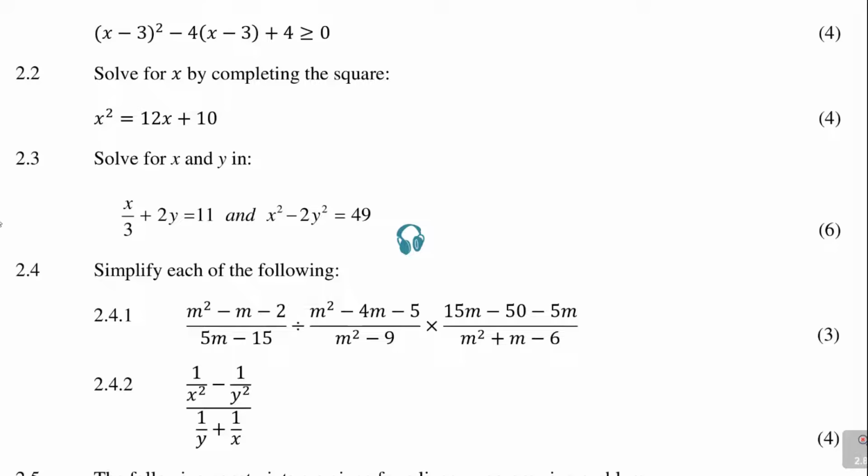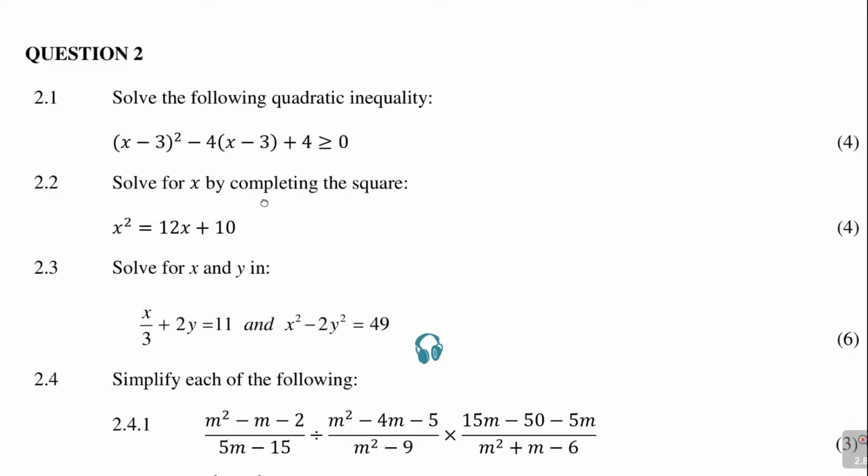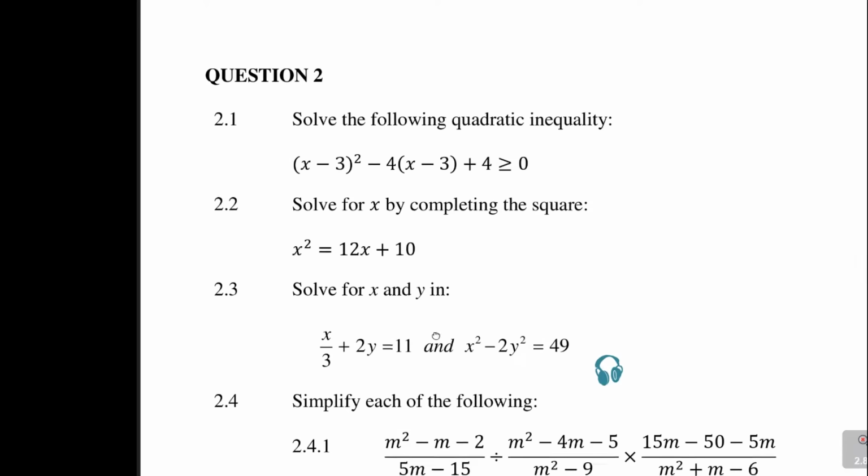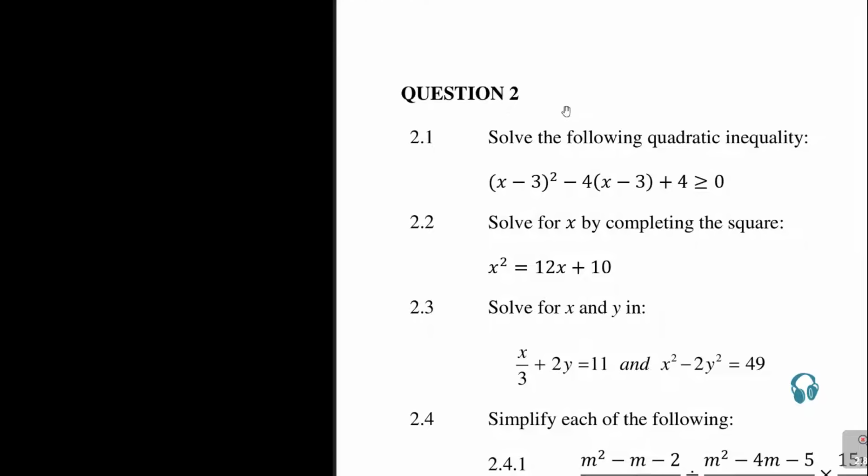So now what I'm focusing on is questions number 2 and 3. Let me just clear everything. Let's look at question number 2. The first one is 4 marks. It says solve the following quadratic inequality. So they are already telling us it's a quadratic inequality. What am I given? It's x minus 3 squared minus 4 times x minus 3 plus 4 is greater than or equal to 0.